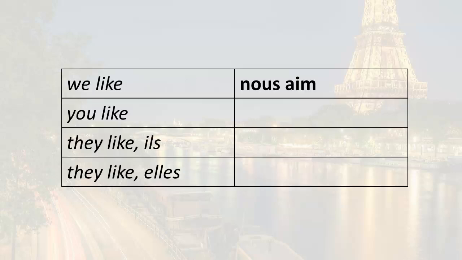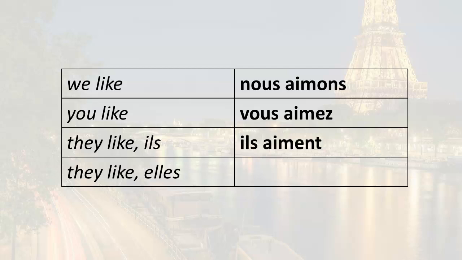We like, nous, remember the ending ons, nous aimons. You like, vous, the ending that goes with vous is z. So vous aimez, you like. They like, ils aiment, ent ending. They like, elles aiment, ent ending also. Don't forget to associate those endings with those subject pronouns. Memorize that.